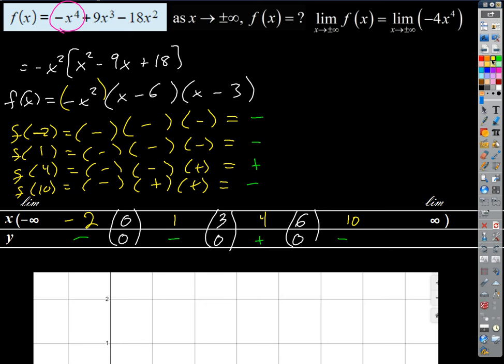We know that the limit of the function is the limit of the power function in the leading term, right? Oh, how do I get a... Where did the 4 come from? That's not supposed to be there. Just x to the 4, right? That was confusing, sorry. And so the answer is negative infinity on both ends, right?